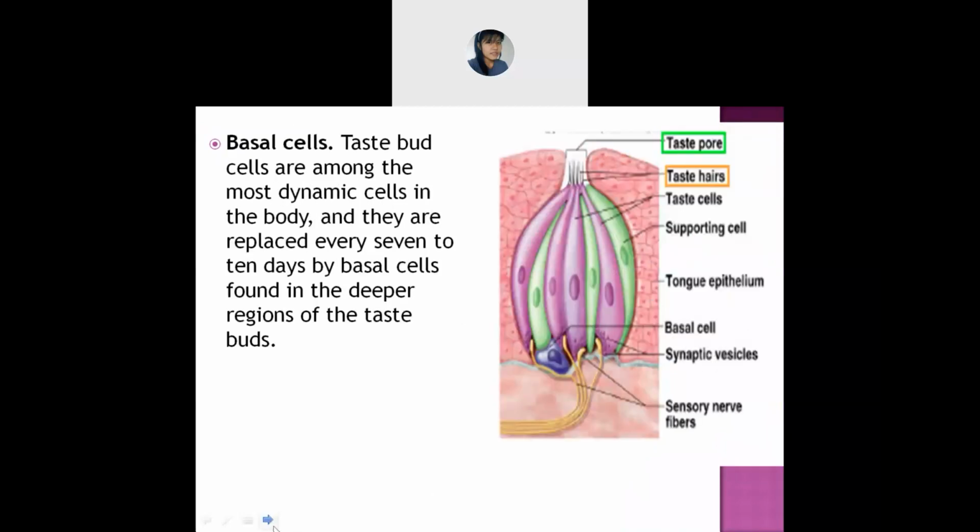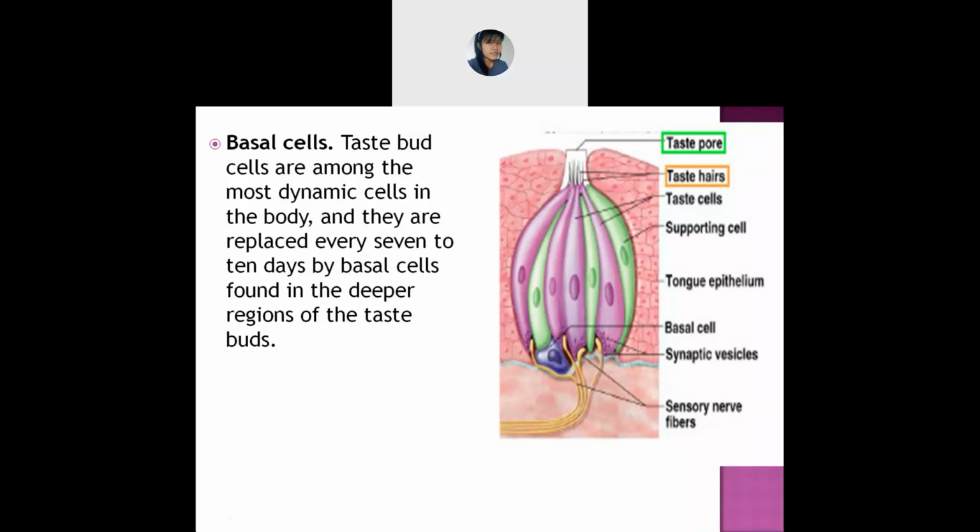Yes, ma'am. Okay. Next is the basal cell. This one you will also find in the tongue. In the tongue, you will find the basal cell in the taste bud, and they are the most dynamic cell, meaning they are the largest in number. And the basal cells are replaced after every 7th or 10th day. Again, new basal cells come out.